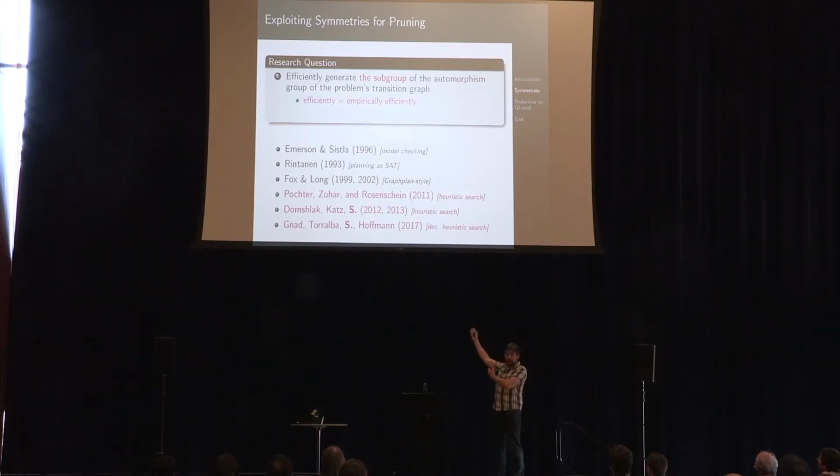Basically, that's what they do. Oh, okay. So that's not the main idea of the paper that I present, but what you have here is exactly different ways of using those automorphism groups for reduction of the state space. All right. Thank you.